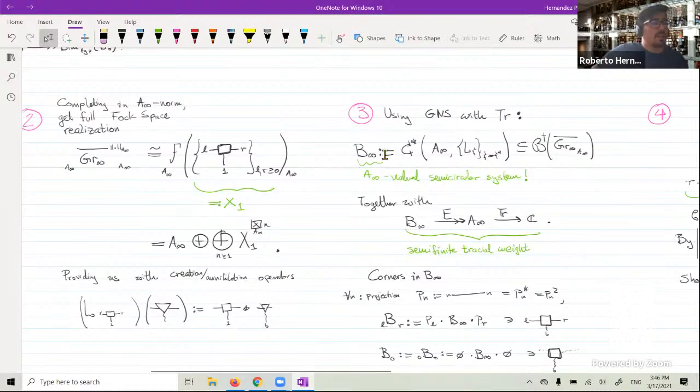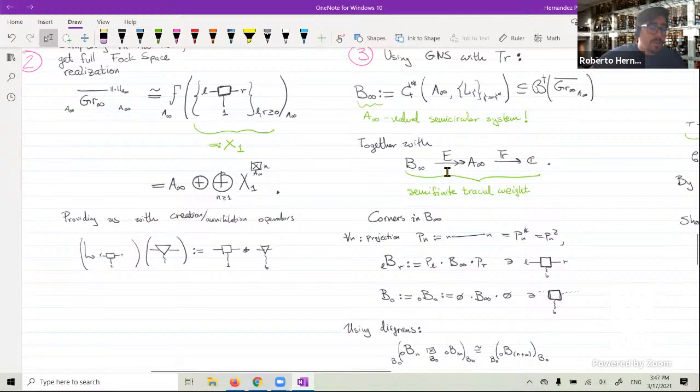And this is not really the algebra we want to use for a representation. But what this is, borrowing some terminology from free probability, is an A infinity valued semicircular system. So what this comes equipped with is a faithful conditional expectation from this larger algebra into the ground algebra, A infinity. And of course, composing with the trace, what we get is a semi-finite tracial weight, which will be relevant in a second.